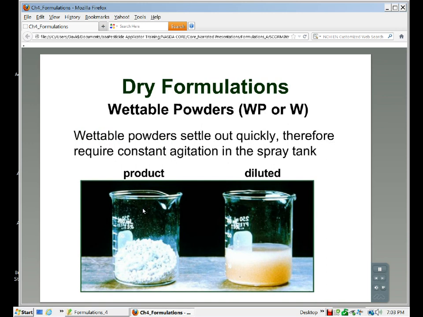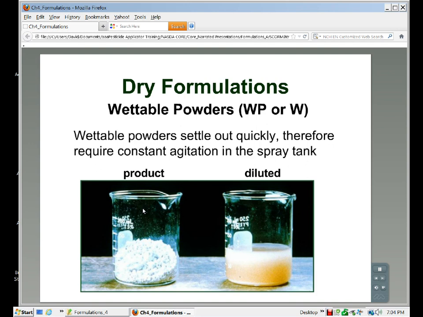Wettable powders are dry, finely ground formulations that are similar to dusts, but are mixed with water. Can you imagine how well dirt and water mix? For this reason, a slicking agent or emulsifier is also added to the formulation to aid in tank mixing. Wettable powders typically contain at least 50% active ingredient, so are quite concentrated.